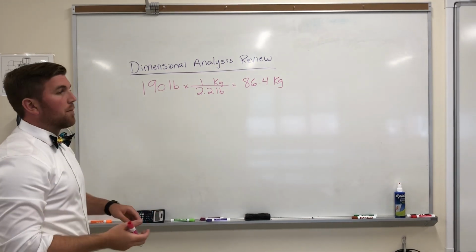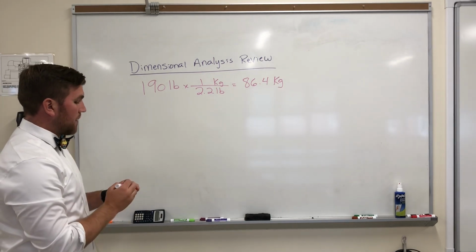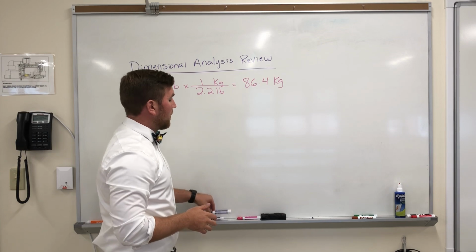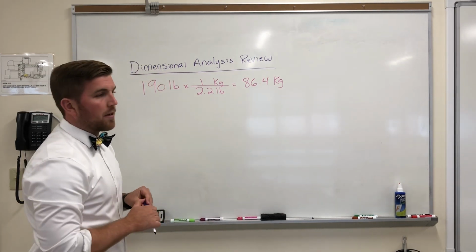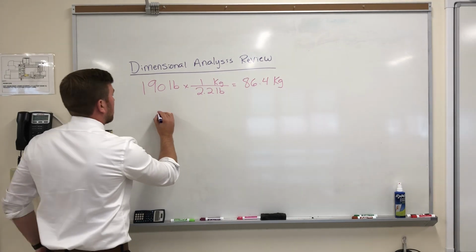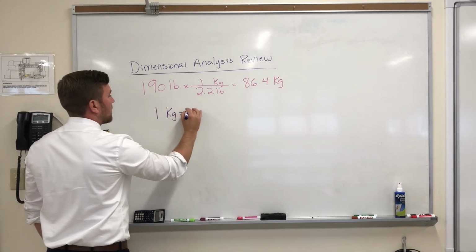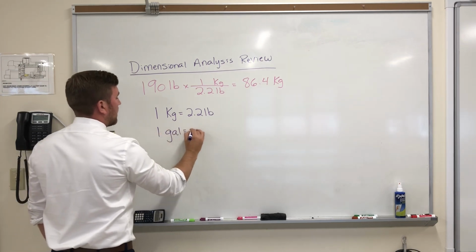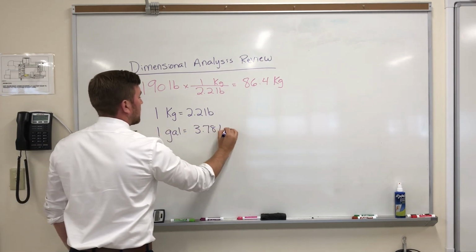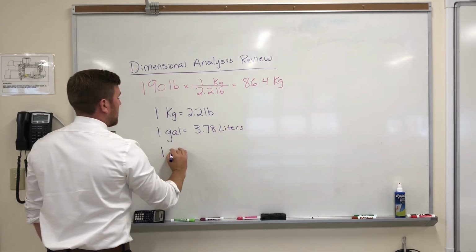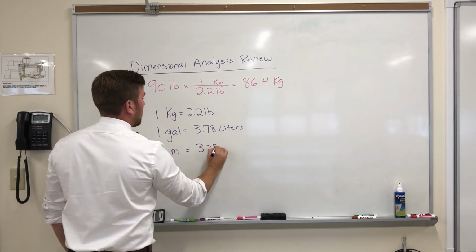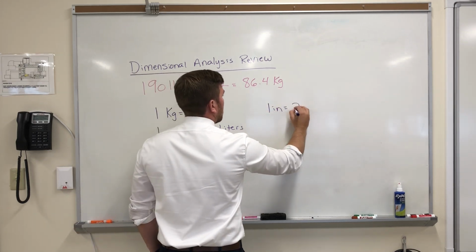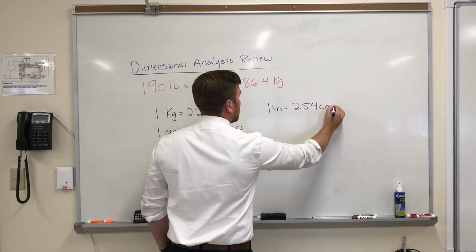If you're looking for some conversion factors to memorize, or in the CP courses to put on your note card, I would suggest the following in addition to what I've already given you. So 1 kilogram is 2.2 pounds. 1 gallon is 3.78 liters. 1 meter is 3.28 feet. 1 inch is 2.54 centimeters.